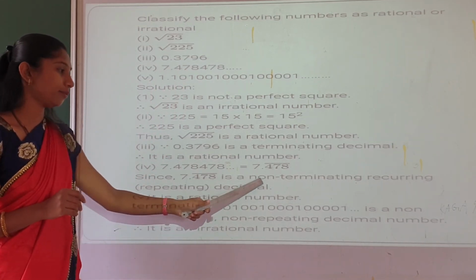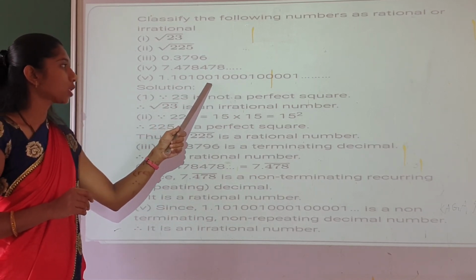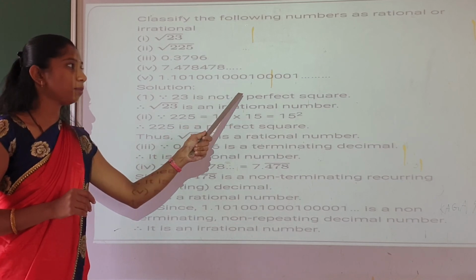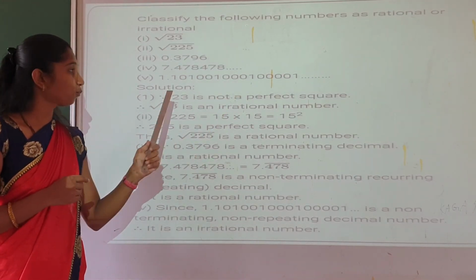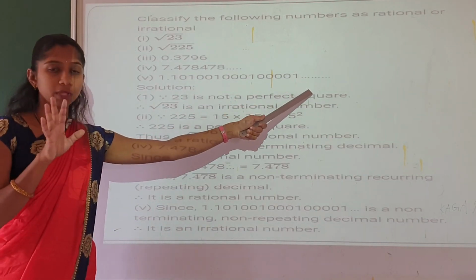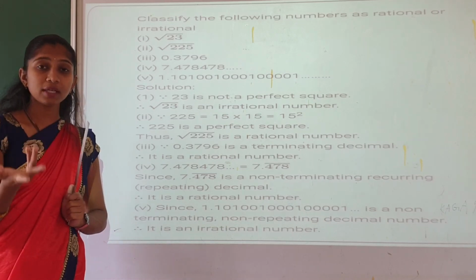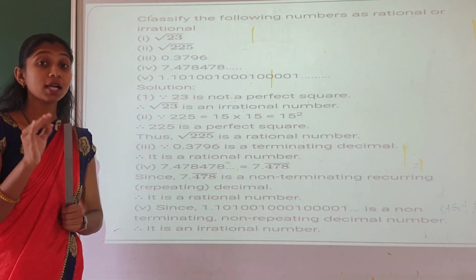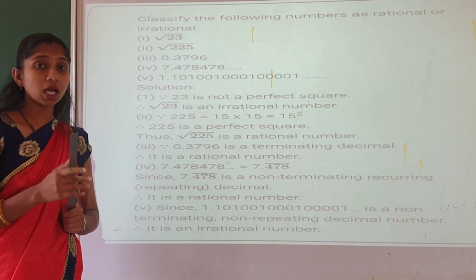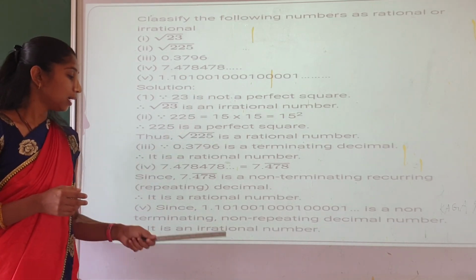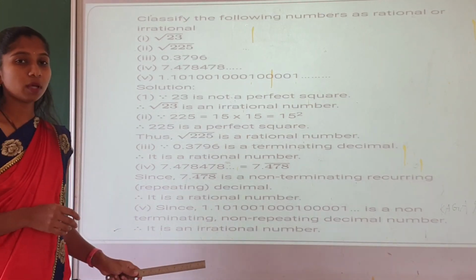What is the next one? 1.101100100140. Are any digits repeating? No. It is not terminating. But none of the digits are repeated here. None of the digits are repeated means it is a non-terminating, non-repeating number. Non-terminating, non-repeating means this is what? Irrational number.